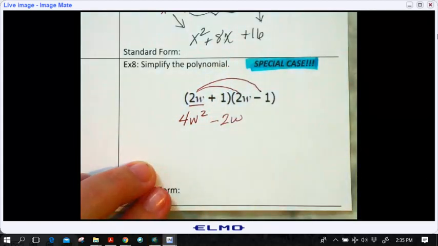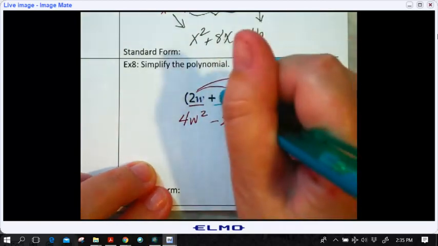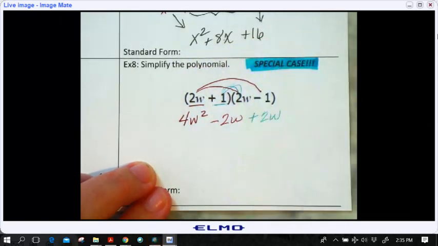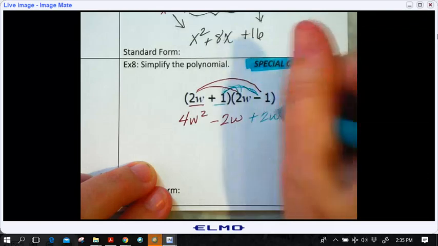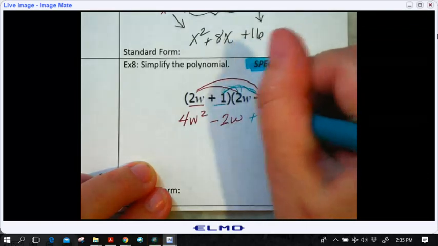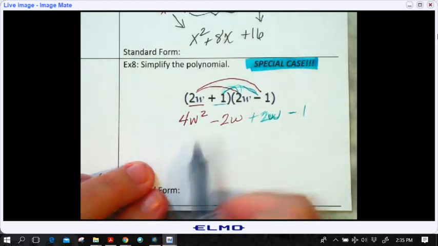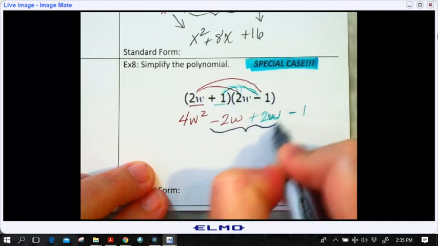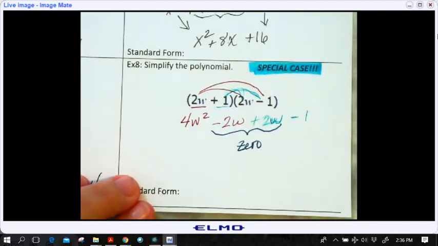And now I'm ready to distribute this term, this 1. So 1 times 2w is a positive 2w. And then 1 times negative 1 is negative 1. I'm starting to run out of ink here. All right, so check out what happens. I have a positive 2w and a negative 2w. And this equals 0 when I add them together.